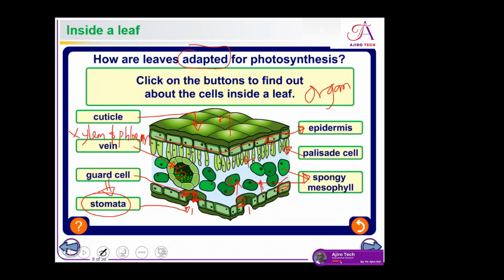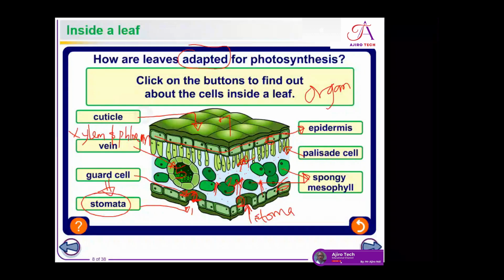Although this is an animated diagram, we'll get to a real diagram soon. You can see there are a lot of holes in between the spongy cells. Those holes are air spaces. That is the reason they are called the spongy mesophyll layer: there are air spaces in between them. They allow the gases through. So I think those are the major things.